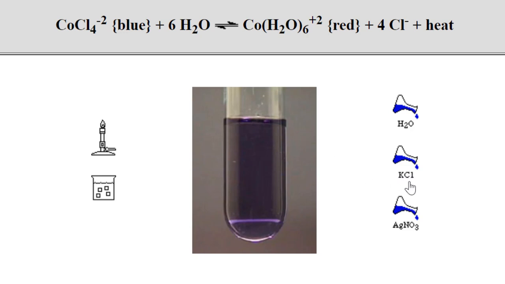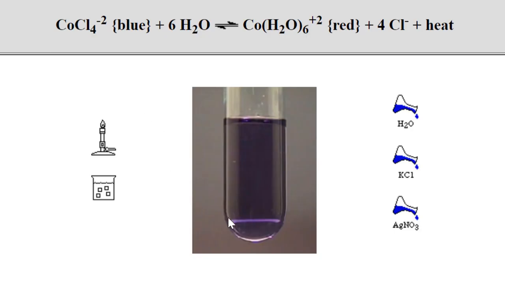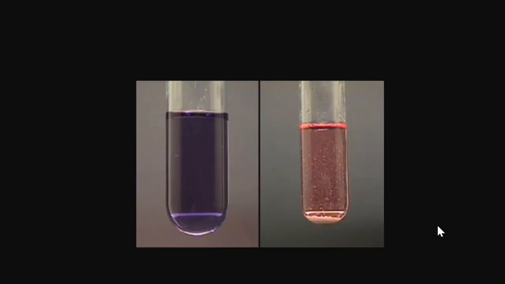If I add some KCl, well, what is KCl? That's Cl minus, isn't it? So if I'm adding Cl minus, I'm adding this product. It's going to shift away from this change. It's going to turn more blue. So you can see how this went from this color to blue when I added the Cl minus. Now if I add Ag plus, silver nitrate, that actually precipitates with the Cl minus. It removes Cl minus. So remember, if I added Cl minus, it shifted blue. If I remove Cl minus, it should shift red. And so what do you know? It shifts red when I make it precipitate.